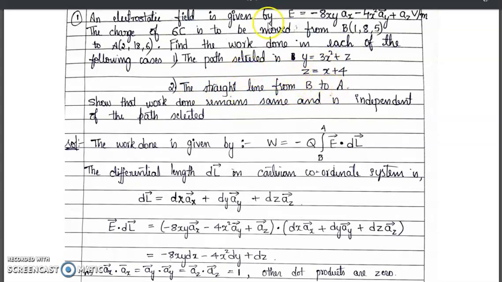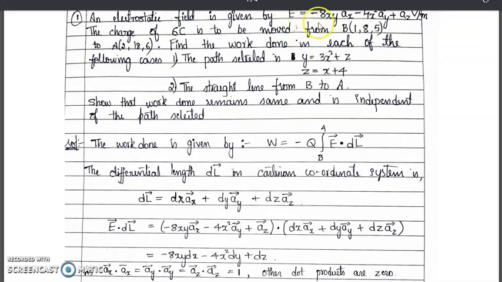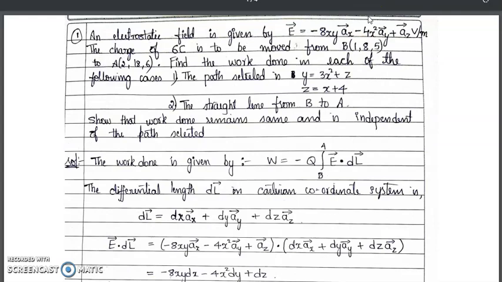So given here is the electric field intensity E is equal to minus 8xy ax cap minus 4x square ay cap plus az cap, and the charge given is 6 coulomb. We have to move a charge of 6 coulomb from point B to point A.